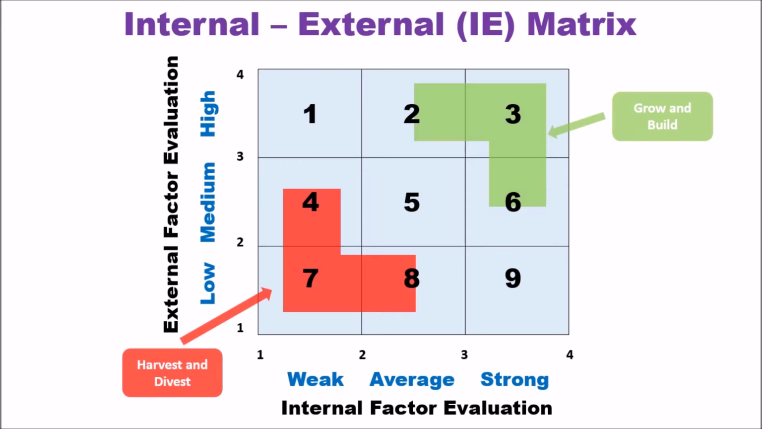Now, if you notice, 1, 5, and 9 are still left open. So what does that mean? The green was build: you want to grow and build. The red was harvest and divest: you want to get out. The yellow or orangish oval shape in the middle, covering boxes 1, 5, and 9, means you want to hold and maintain.